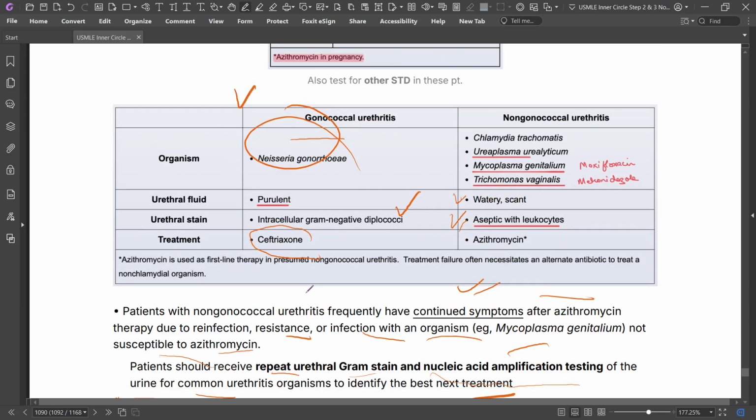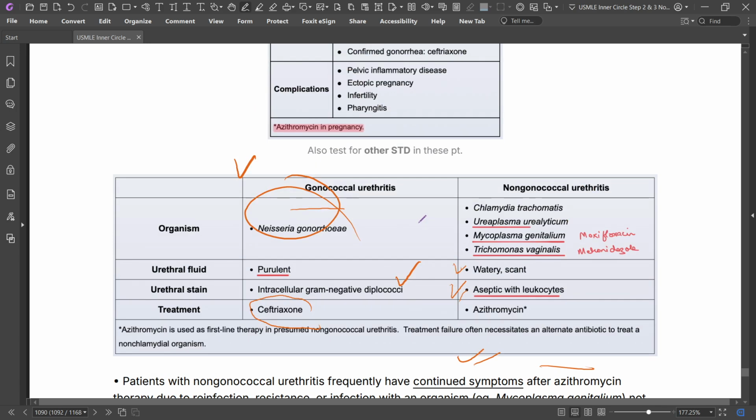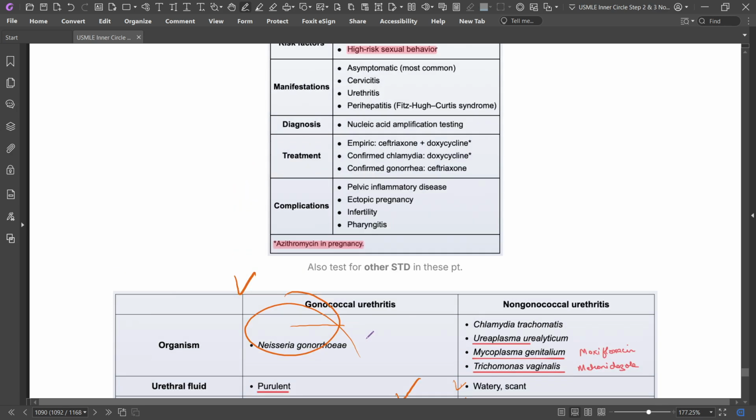Azithromycin is a first-line therapy for non-gonococcal conjunctivitis. Alternatively, treatment failure often necessitates an alternative antibiotic to treat non-chlamydial organisms. These are moxifloxacin and metronidazole. For organisms like Mycoplasma, you can give moxifloxacin; for Trichomonas vaginalis, you can give metronidazole. That is all about this.